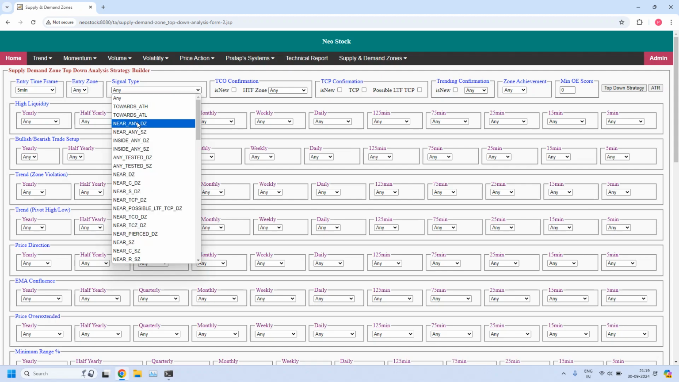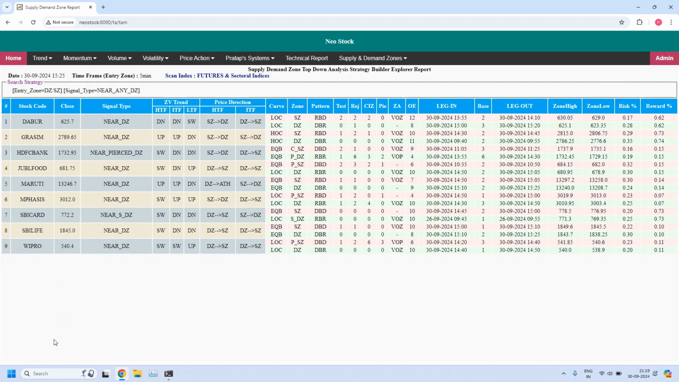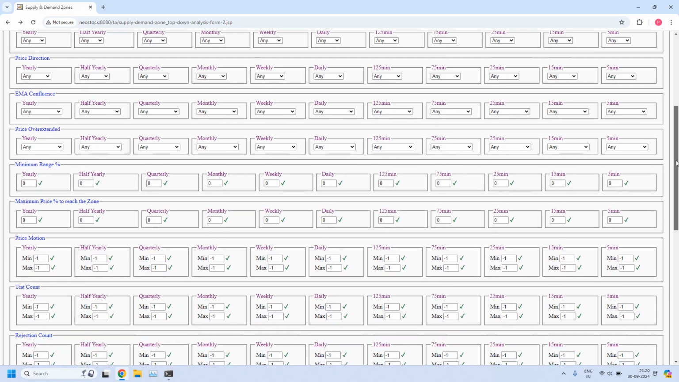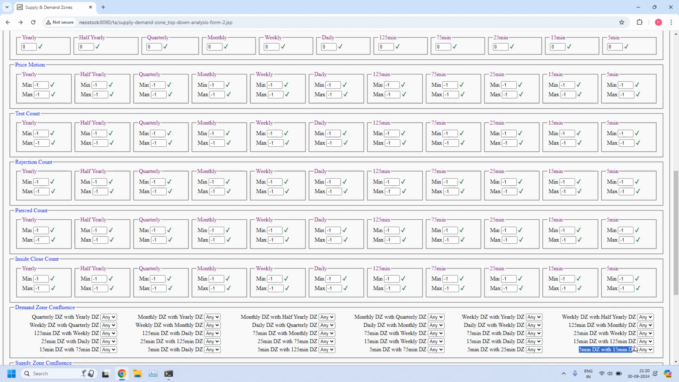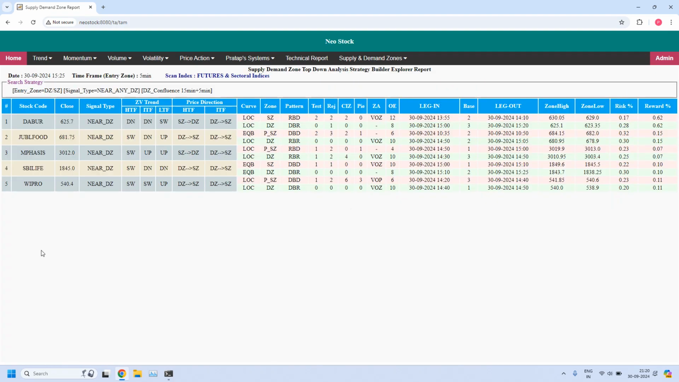Let us find the stocks near 5 minutes demand zone. 9 stocks are filtered. Let's verify how many of these stocks are having ITF confluence. That means 5 minutes demand zone with 15 minutes demand zone confluence. So in the demand zone confluence, I am enabling the filter 5 minutes demand zone with 15 minutes demand zone. Let's verify. 5 stocks are filtered. All these 5 stocks are having ITF confluence.